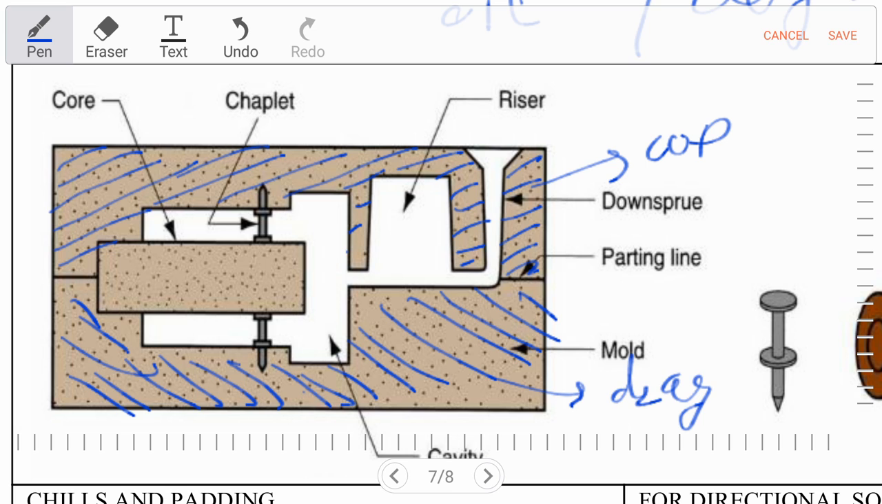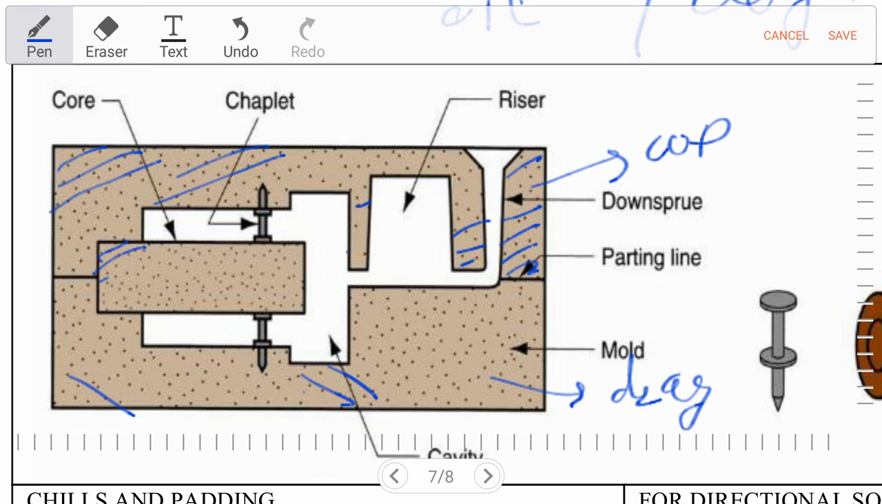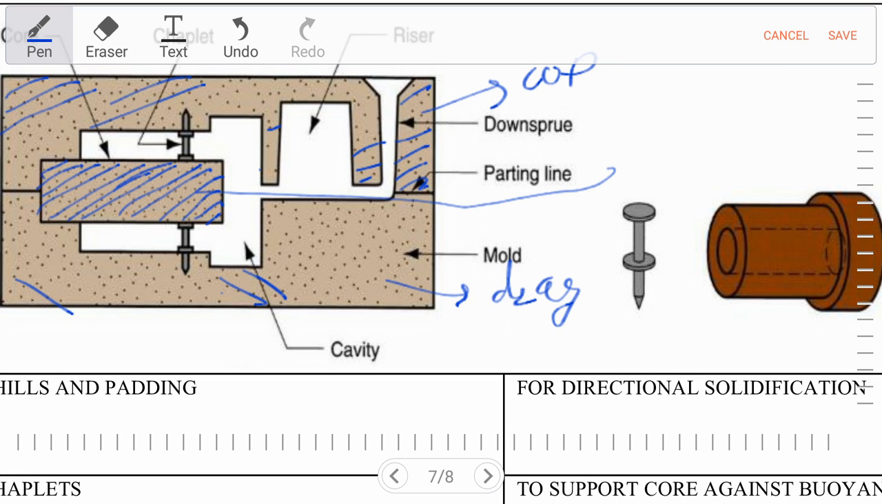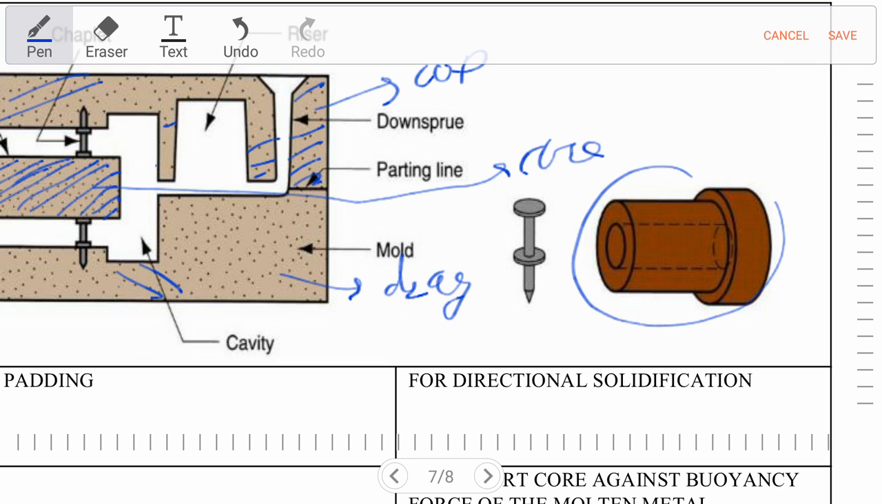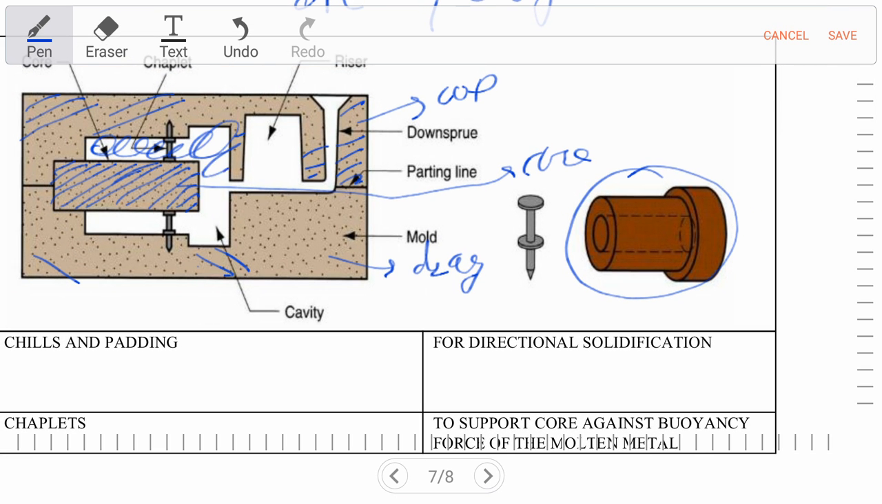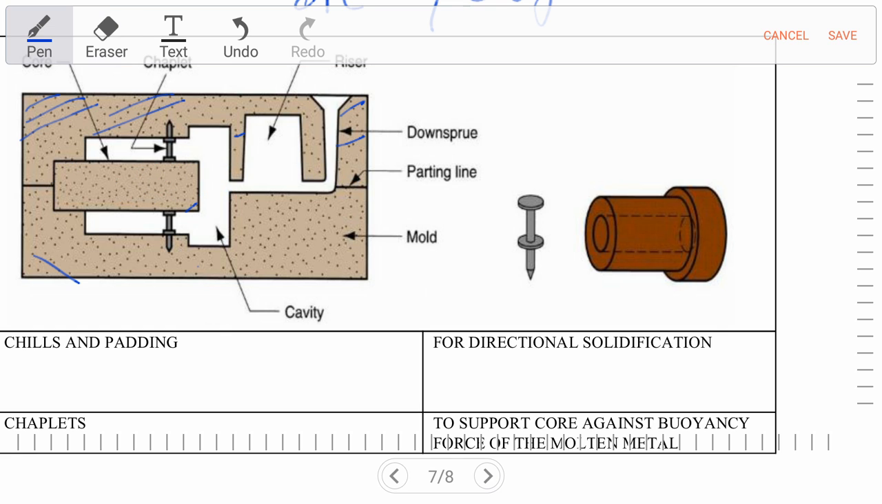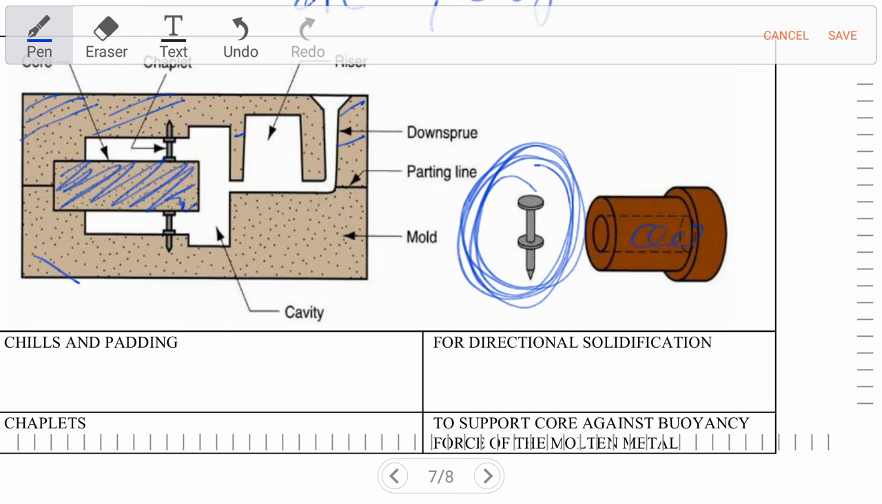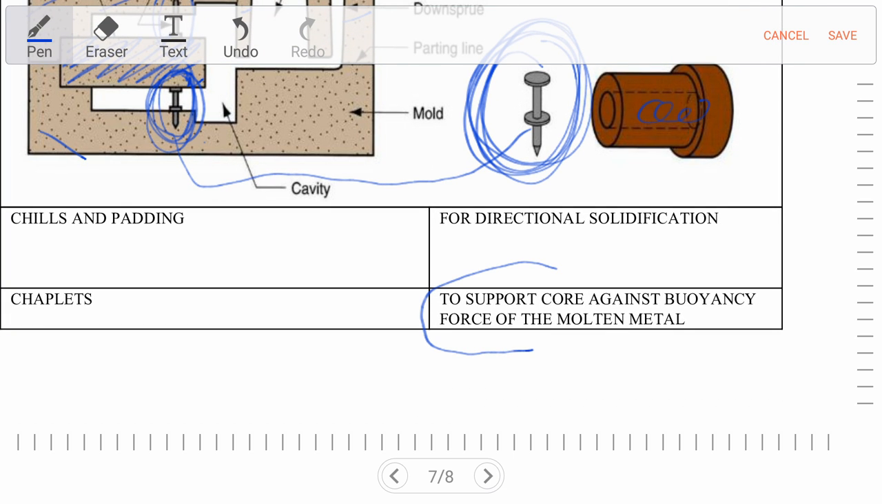Now this is the portion which I am going to show you right now, known as the core, and our final component from this casting also has some cavity, so this recess is done by this core. Let me clear all this. First of all, this core is responsible for this cavity. Now this component is known as chaplets, and these chaplets are used over here to support the core, and also to support the core against the buoyancy force of the molten metal.